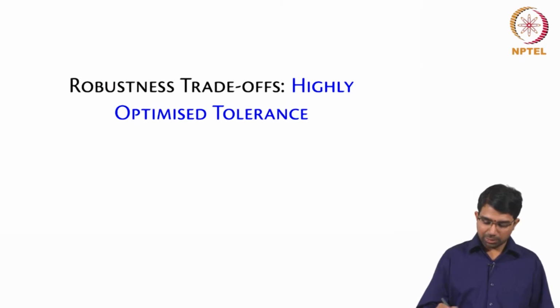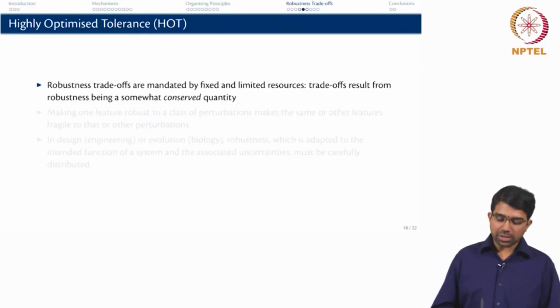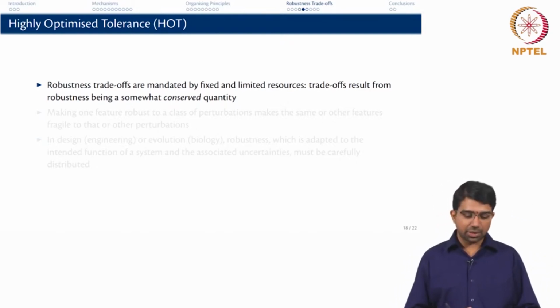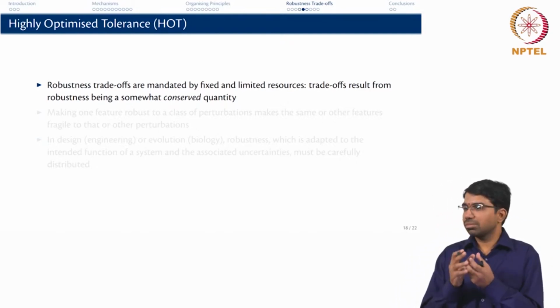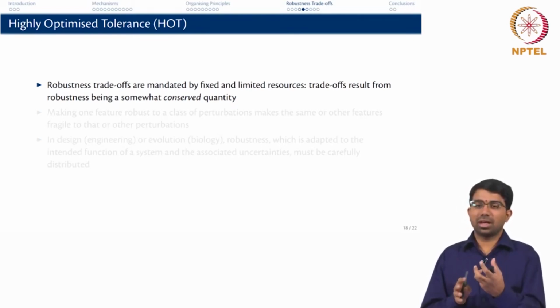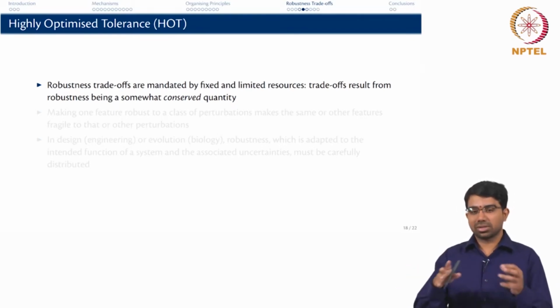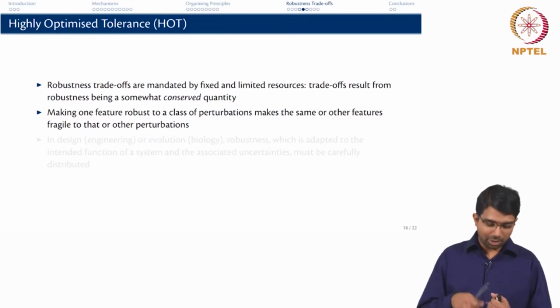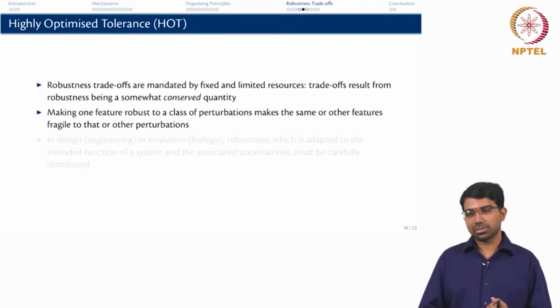So, what is highly optimized tolerance? Robustness trade-offs are mandated by fixed and limited resources, and trade-offs result from robustness being somewhat conserved. There is only so much total robustness that a system can have and how it is distributed across different aspects of the system. So, if you make one feature very robust to a class of perturbations, it could make the same feature or some other features very fragile to the same or different class of perturbations.